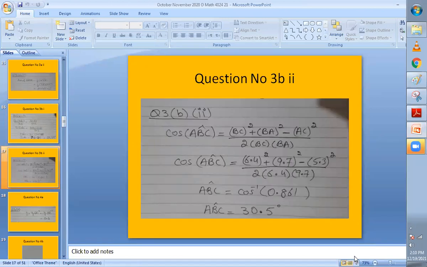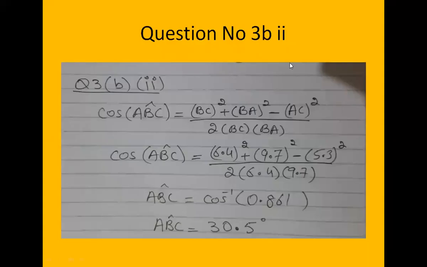According to the cosine rule, cos ABC angle will be equal to BC square plus BA square minus AC square. BC and BA are the arms of that angle which you are trying to find out, and AC is the side opposite to that angle. This is how the law of cosine works. Divided by 2 into BC into BA. Just put these values here. So we will have 6.4 square plus 9.7 square minus 5.3 square, divided by 2 into 6.4 into 9.7.